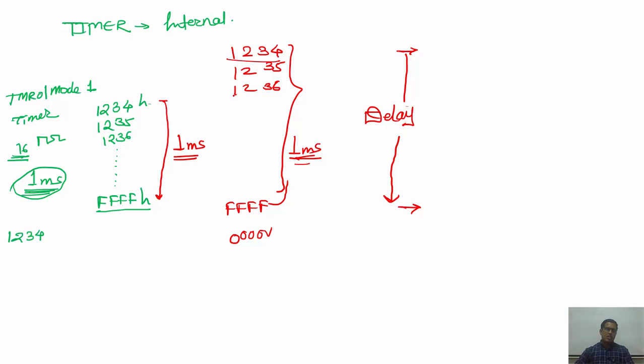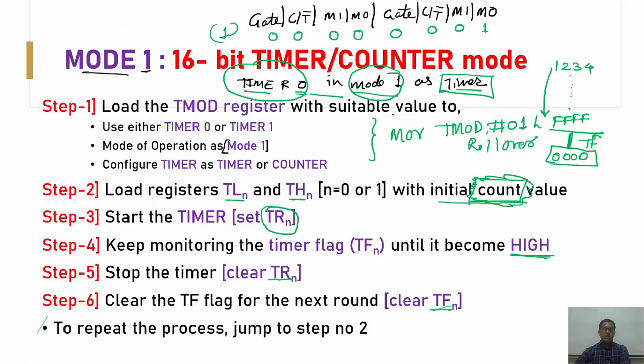Simple. If I change this count value, suppose my count value is, say, 341F, then this delay will be different. Suppose the count value is F1, then this delay value is again different. Why is this changing? Because this upper limit goes on changing, so the initial value is changing. So this is nothing but the count value that we have to calculate. These are the fixed steps that we have to follow when we configure any timer in mode 1.